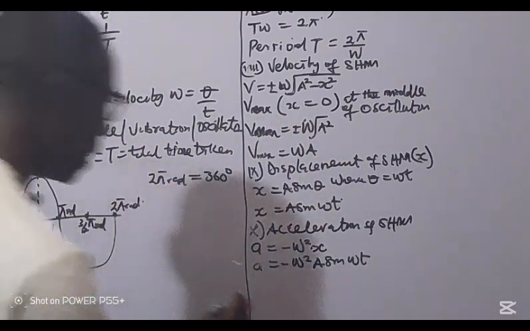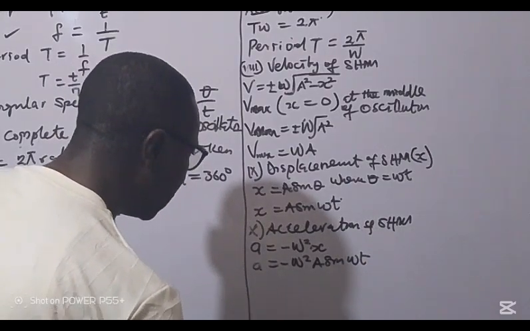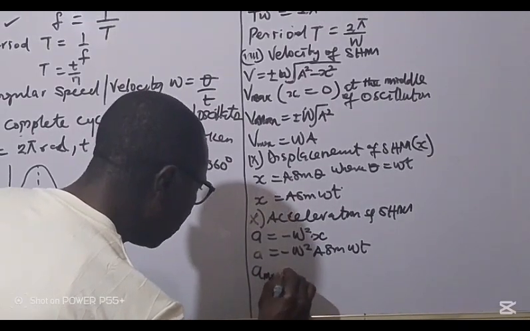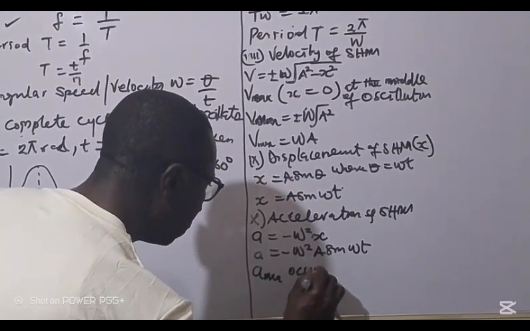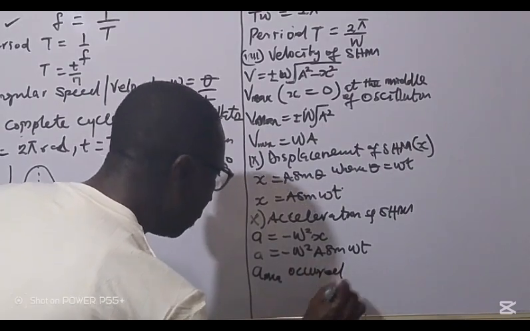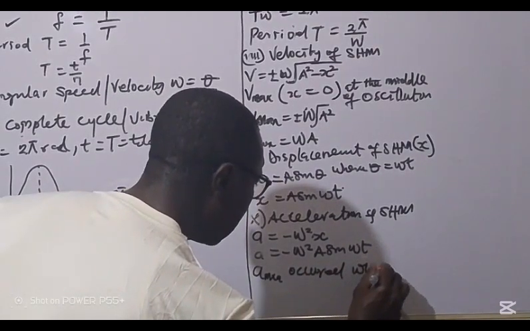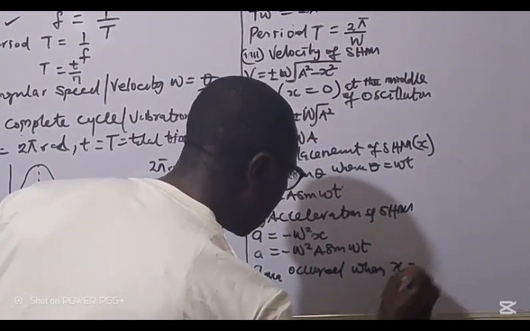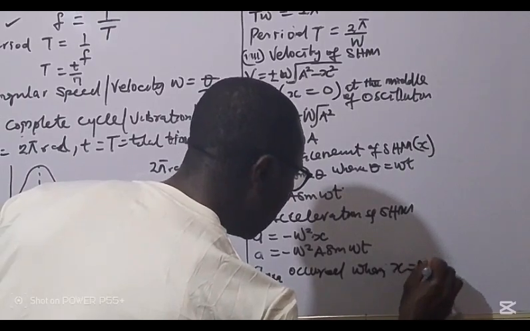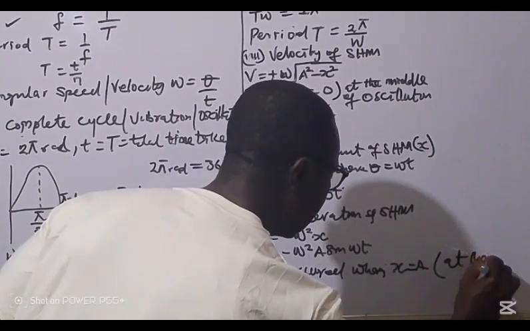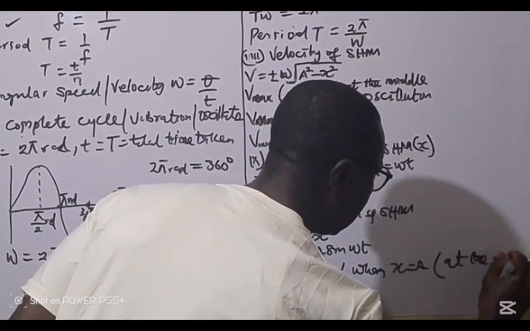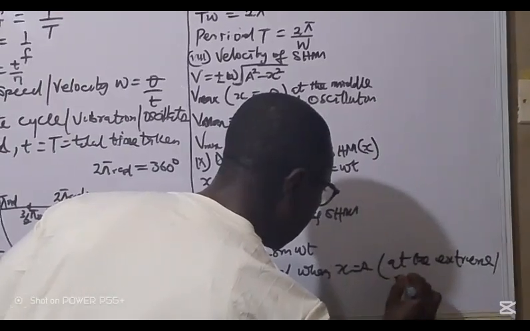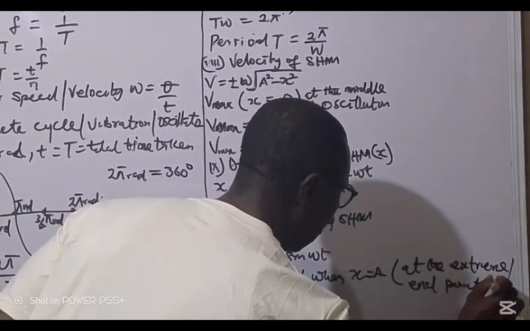So from there, we said we are going to have maximum acceleration. A maximum will occur when x is equal to a, that is at the extreme or end point of oscillation.